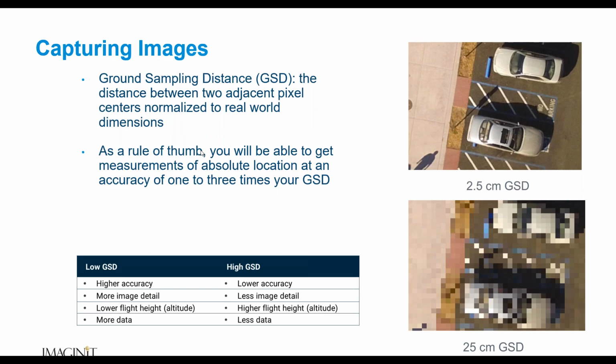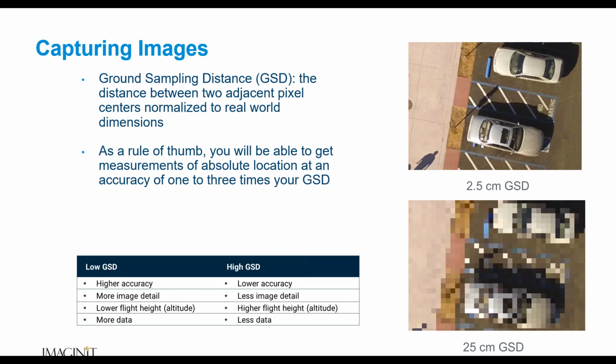So as a rule of thumb, we're going to be able to get measurements of absolute location at an accuracy of 1 to 3 times your ground sampling distance. So if I have a ground sampling distance, again, these are different shots from drones, in this case we've got a ground sampling distance of about 1 inch, so 2.5 centimeters.